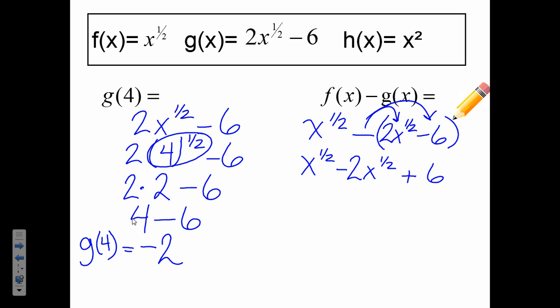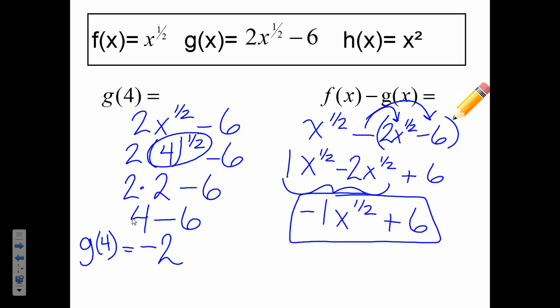Negative times a negative makes a positive. Now when we go to add or subtract anything, we need to make sure that we have like terms. I see some like terms here. They both have x to the 1/2. The first one is 1x to the 1/2 minus 2x to the 1/2 leaves me with -1x to the 1/2. Now that 6, it's a constant. It doesn't combine with any x to the 1/2. So it is just alone like that, and that's my final answer. Okay? There it is, the simplified version.